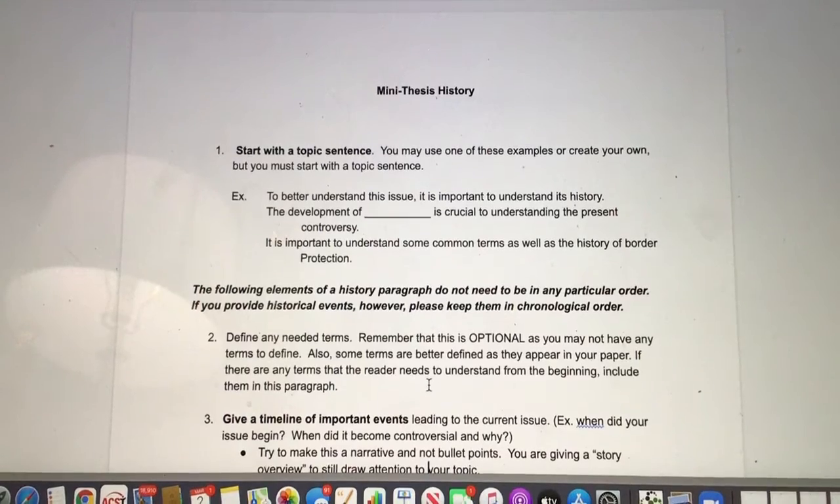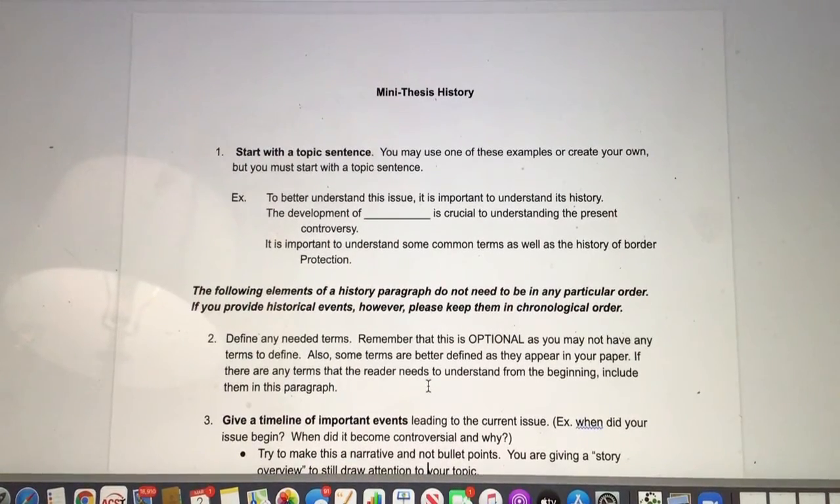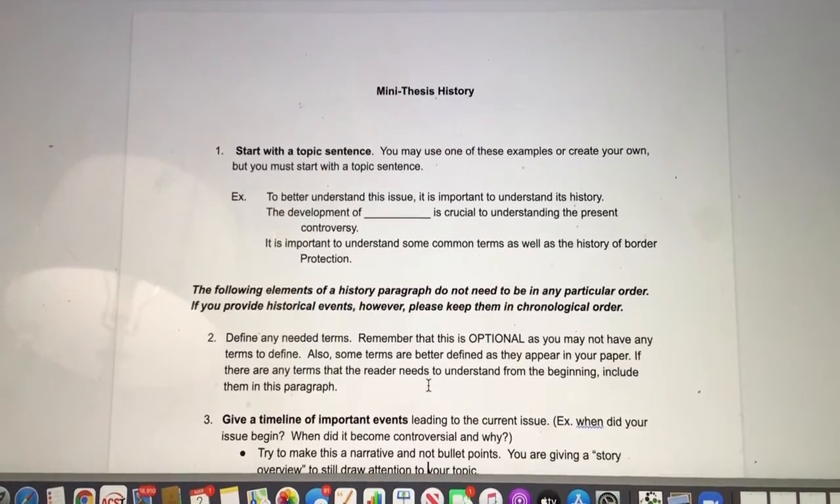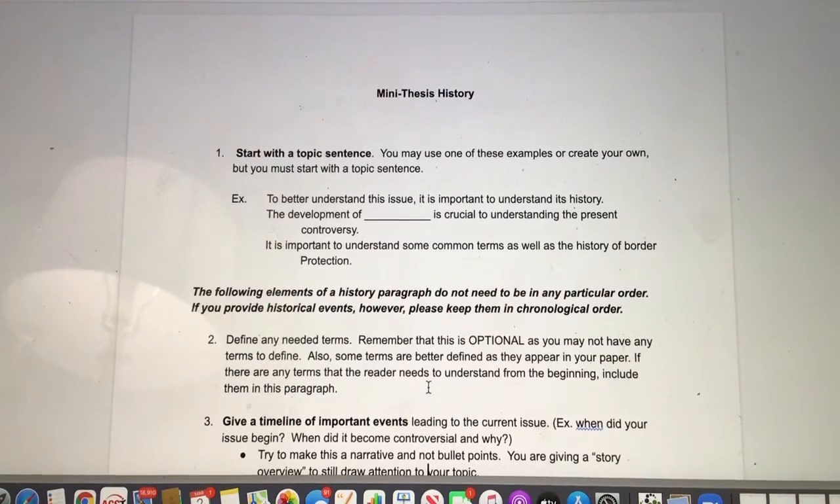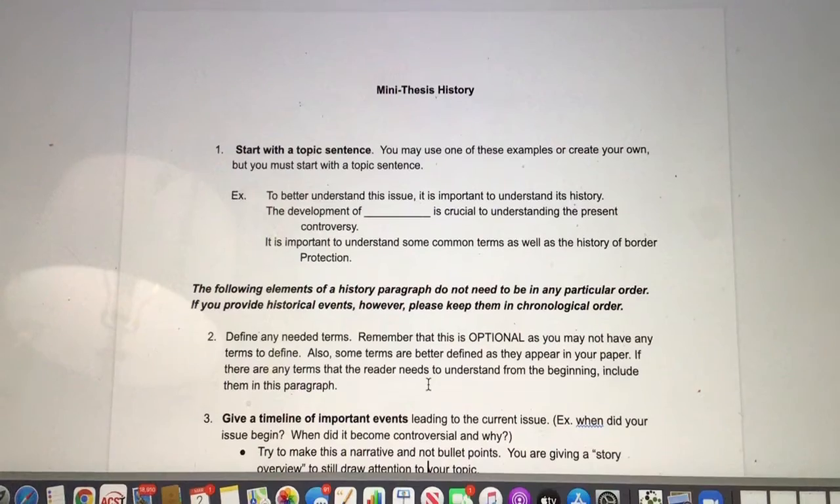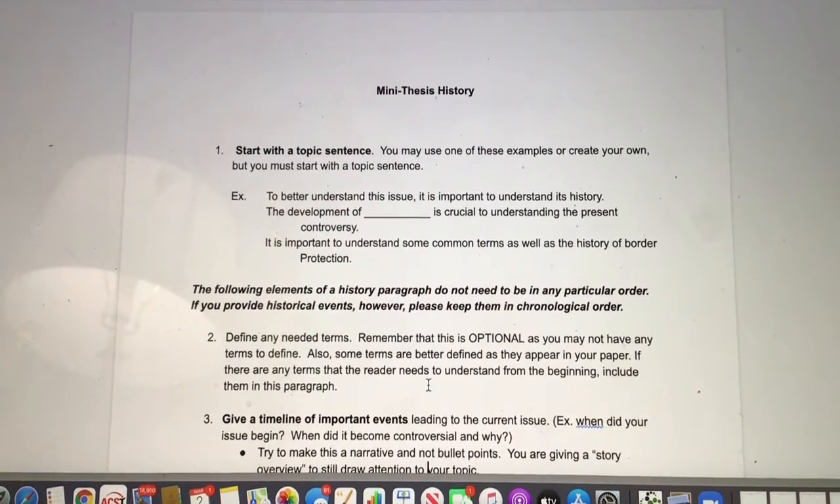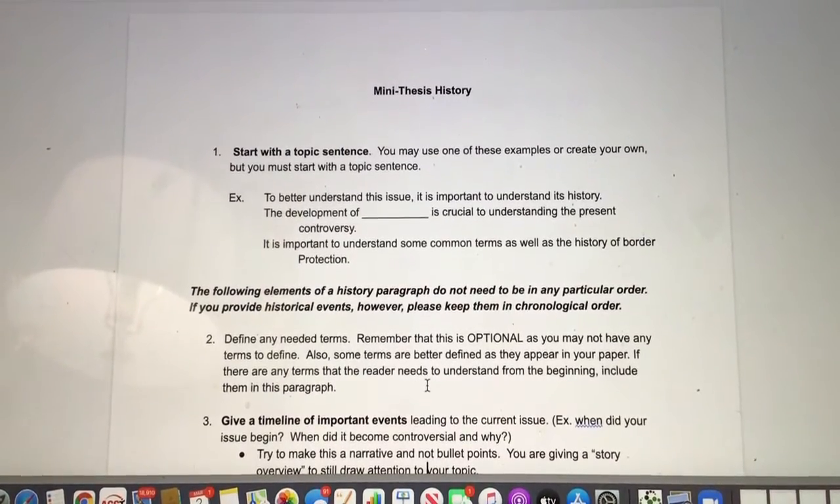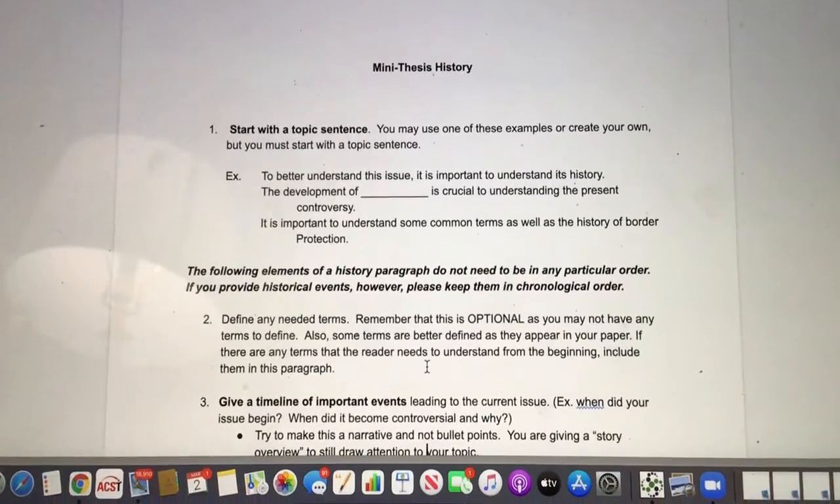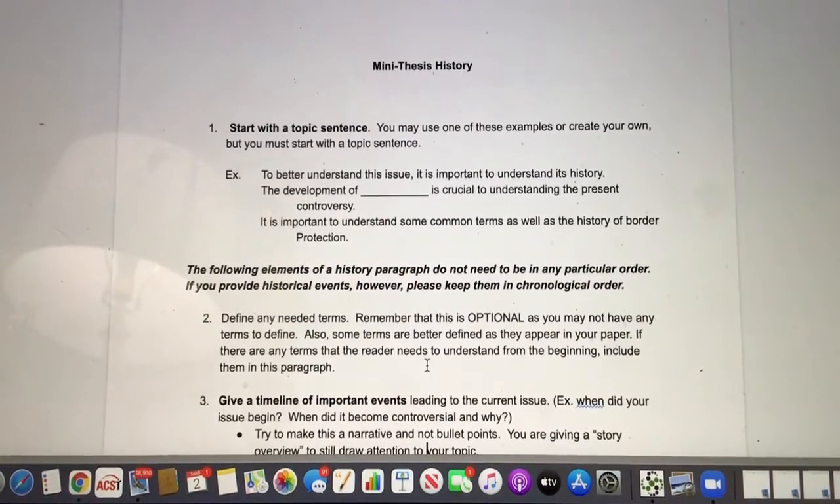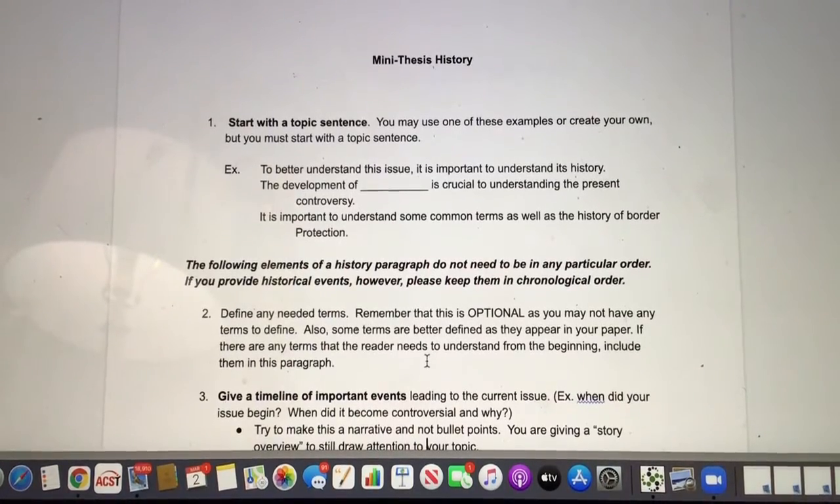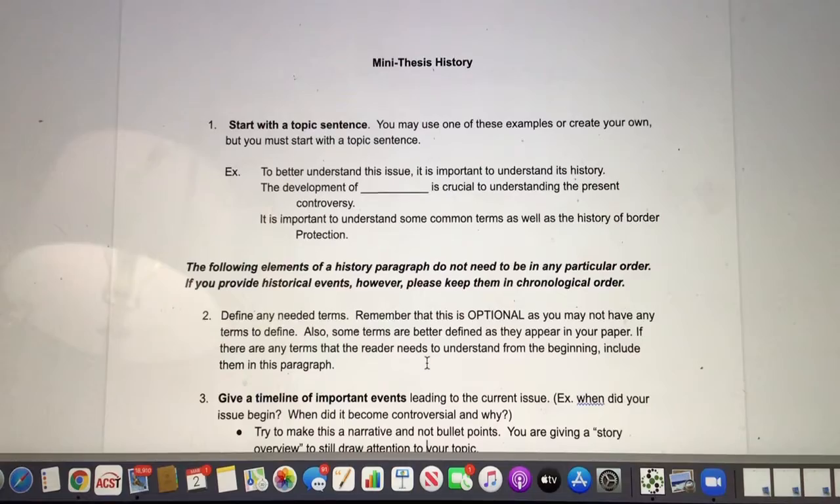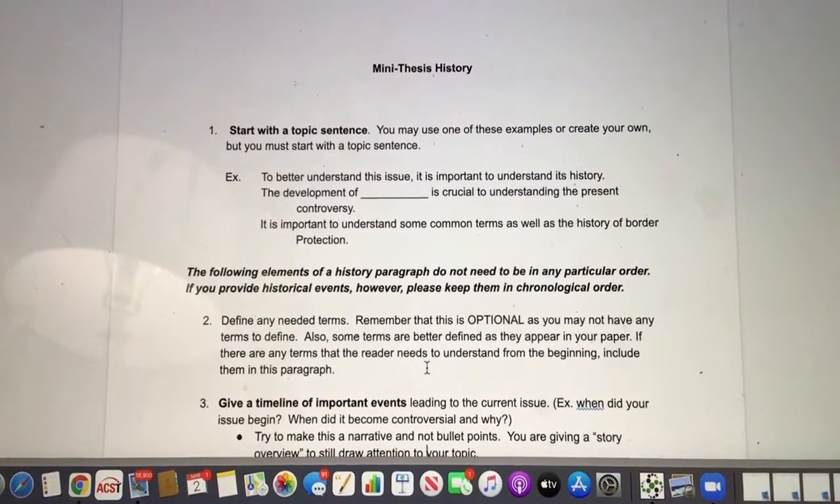Okay, so these are all examples. And then one more, the development of blank is crucial to understanding the present controversy. So the development of, I'm drawing a blank, fill in an issue. The development of social media is crucial to understanding the present controversy. And then there's one more, and I actually filled this in with mine on the border wall. It's important to understand some common terms as well as the history of border protection. So you could say it's important to understand some common terms as well as the history of college sports. There's one for you, Andrew.